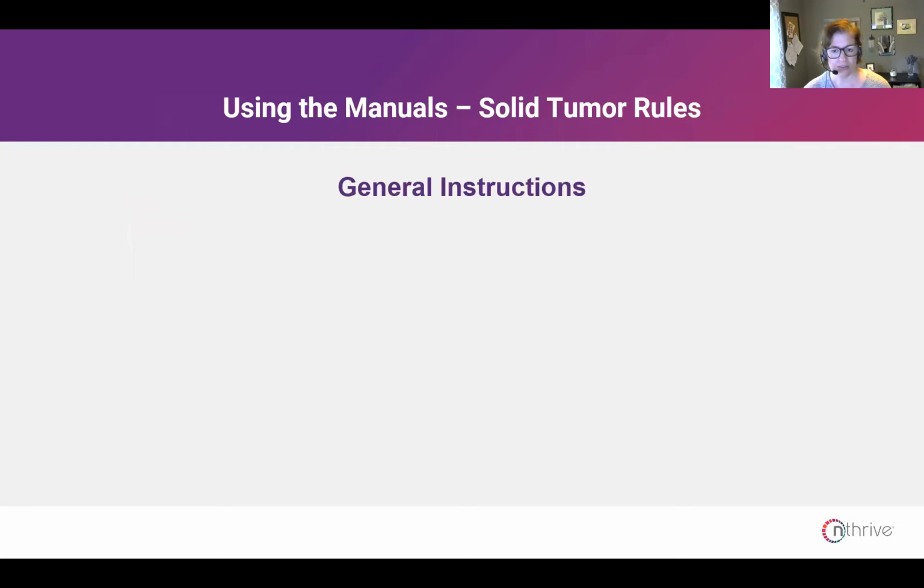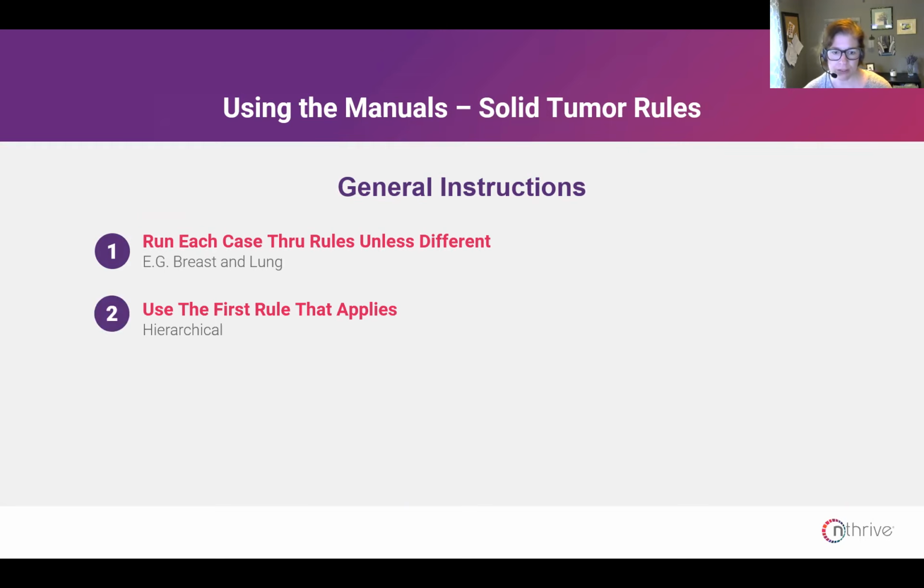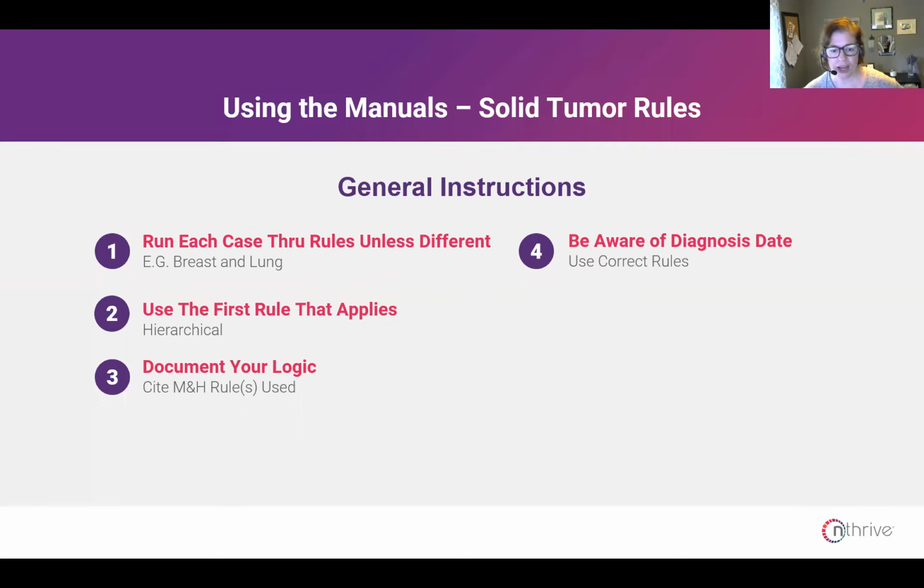The next resource for discussion is the solid tumor rules. Some basics for using the solid tumor rules include Step 1. Run each case through the rules unless the primary sites are obviously different. So we would find these directions in the general instructions. Like I was just saying, this is like a policy and procedure manual. Step 2, stop at the first rule that applies. Step 3, document the M or H rule used when working with complex cases. Step 4, use the correct set of rules since not all sites were updated for 2018.